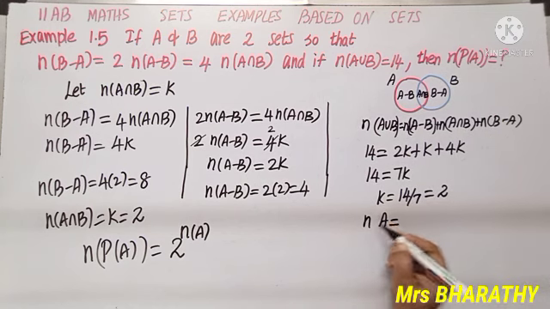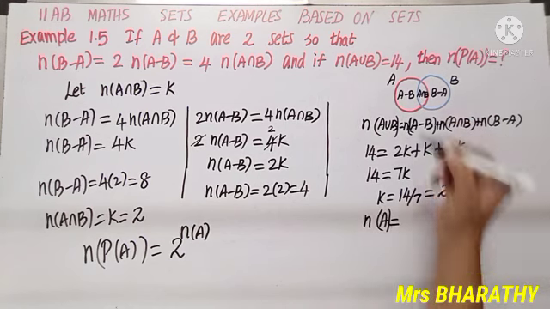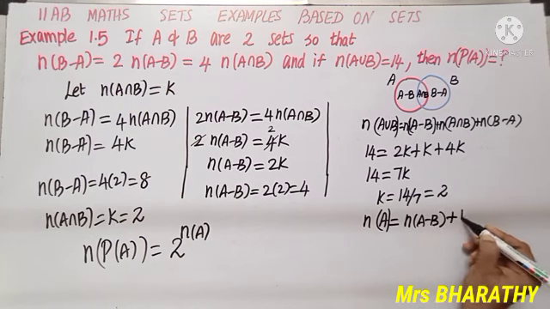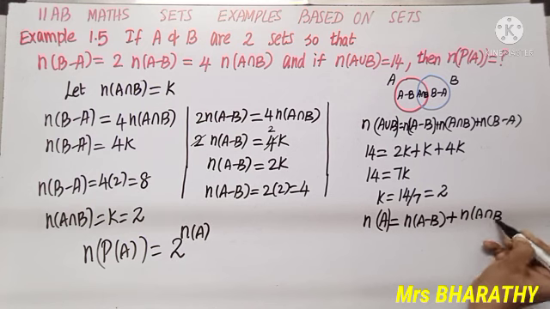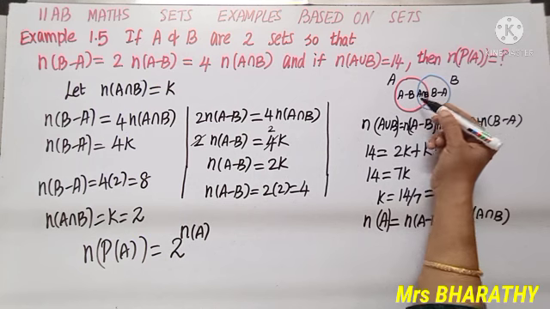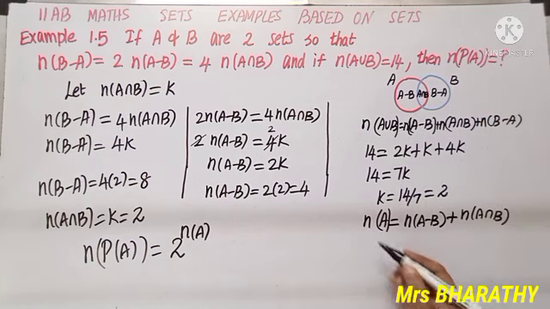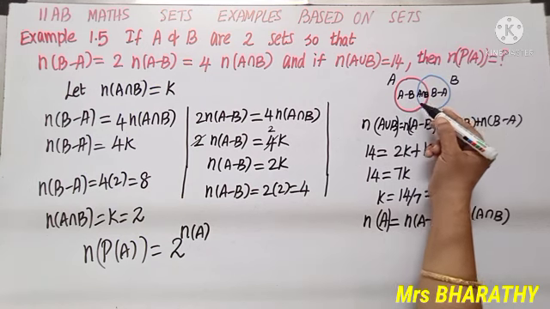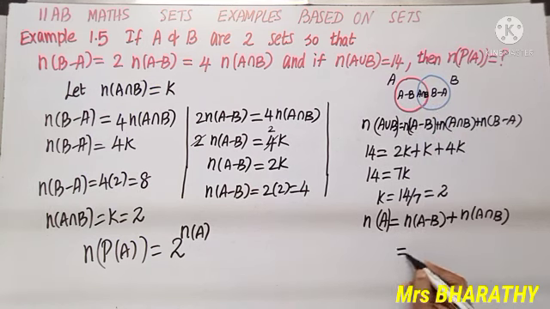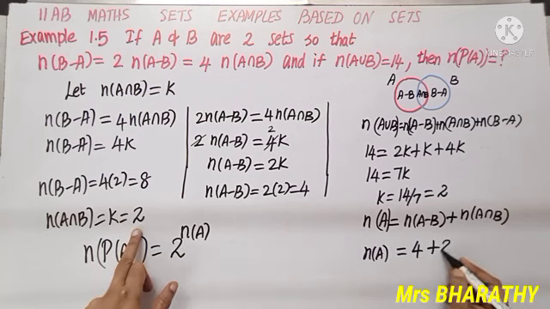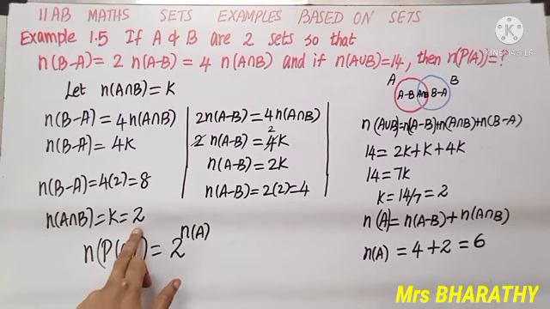So, I can write n of A is nothing but n of A minus B plus n of A intersection B. A is nothing but A minus B union A intersection B. So, n of A is nothing but n of A minus B plus n of A intersection B. So, what is n of A? n of A minus B is 4, n of A intersection B is 2, together it is 6.